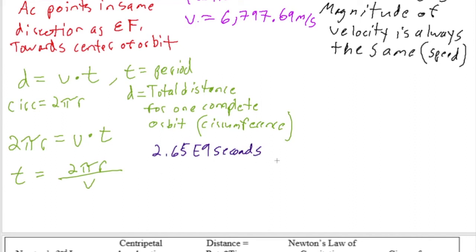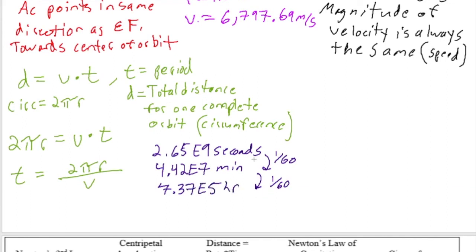So here's seconds. If I want to convert this into minutes, I'm going to need to divide by 60 here, and I find out that that is 4.42 e to the 7th minutes. Again, if I want to convert this into hours, I'm going to divide by 60 here, and I get 7.37 e to the 5th hours. And lastly, if I want to convert this over to days, I'm going to divide by 24 because there's 24 hours in a day. And that is going to give me 3.07 e to the 4th days.